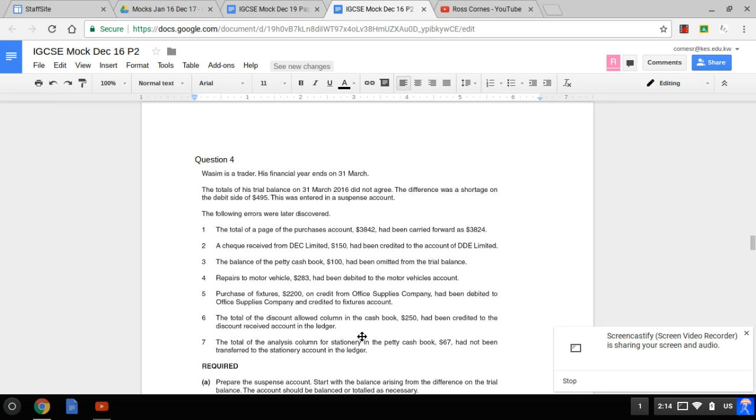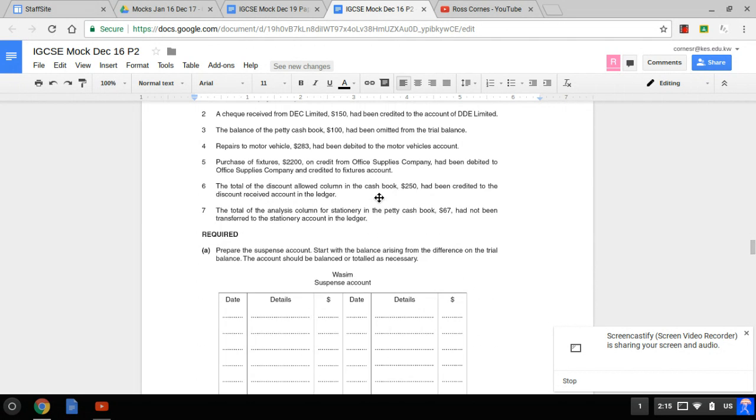So if we'd have debited the discount received rather than crediting it, we'd have ended up doing a credit entry in discount received, debit entry in discount allowed. That would have had no impact on profit because you've got both a debit and a credit entry going into the income statement. And 7's got to affect it because we've got to increase our stationery. That's an expense and appears in the income statement.